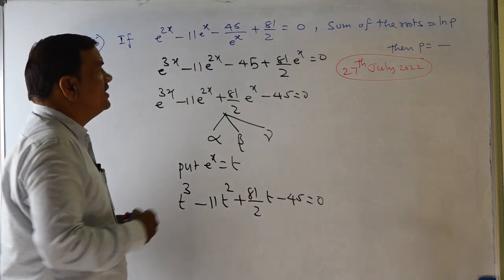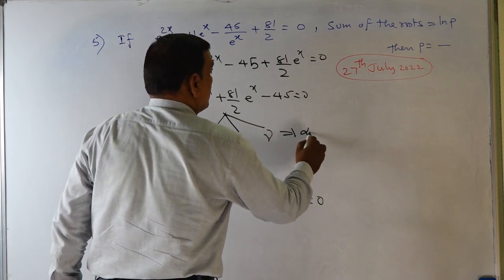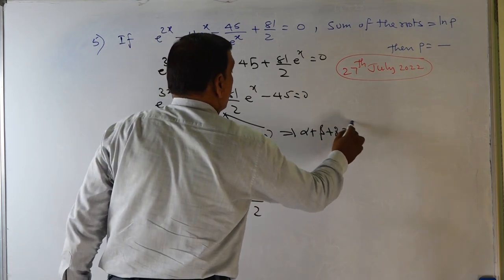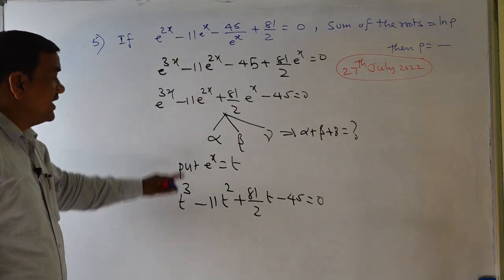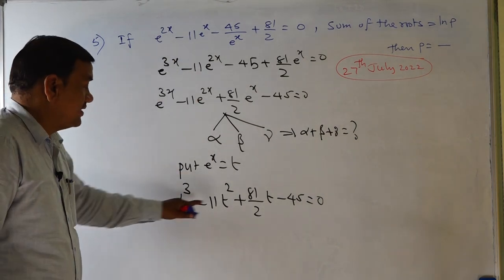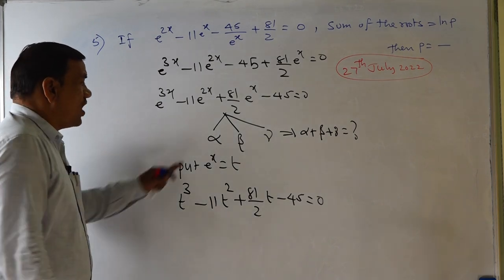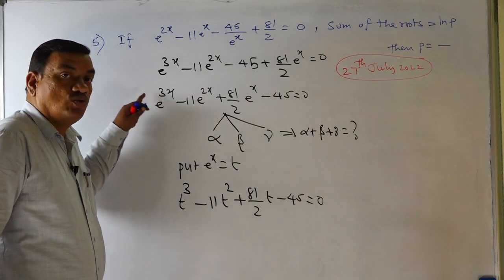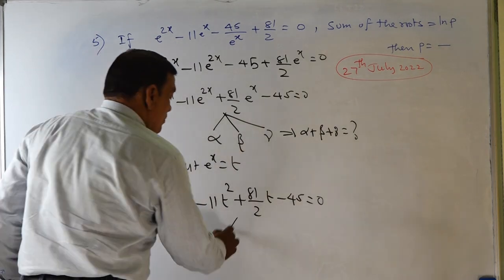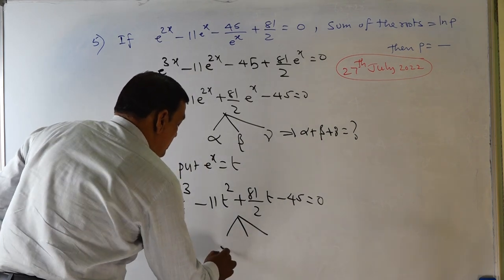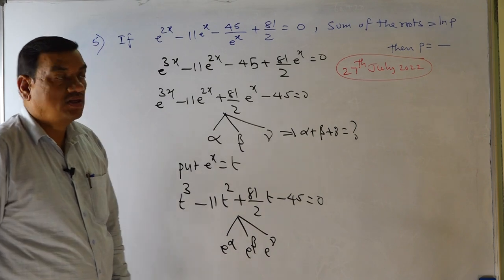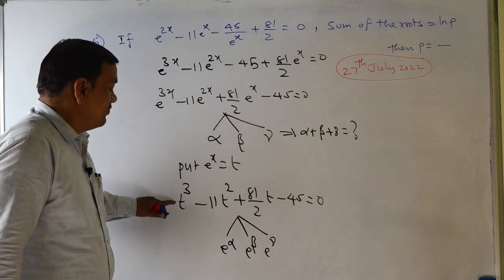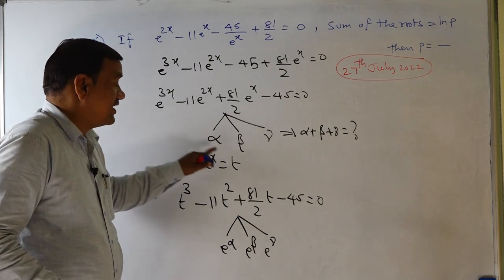See here, dear, he asked to find out the sum of the roots, alpha plus beta plus gamma value. Now, if alpha, beta, gamma are the roots of the original equation, what will be the roots of this equation? e power alpha, e power beta, e power gamma. Try to understand this. I converted it in terms of t, where e power x is equal to t.